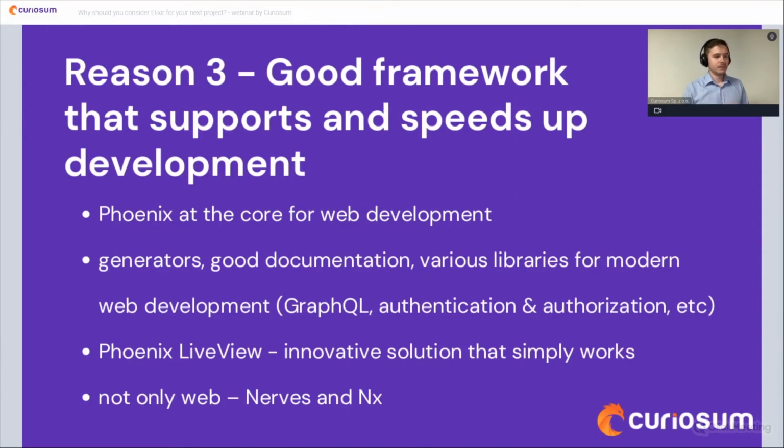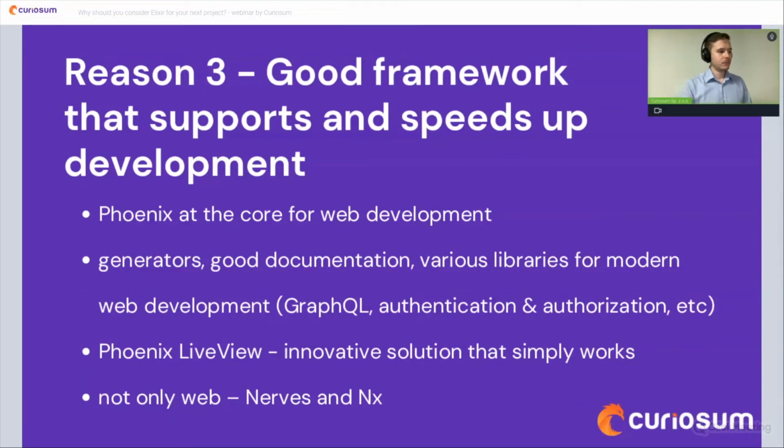And the next thing was the good framework that supports and speeds up the development. So as I said, we have the Phoenix at the core of web development here, which has really a lot of great stuff inside of it. That's why it's named the most loved web framework in the world. We have a lot of generators. We have a good documentation. Elixir really has great documentation. It has a tool that supports this process very, very well, and you don't have to worry that there is no documentation in most of the libraries. When it comes to Elixir.